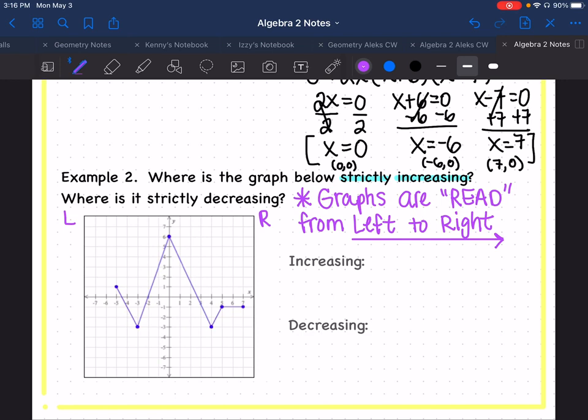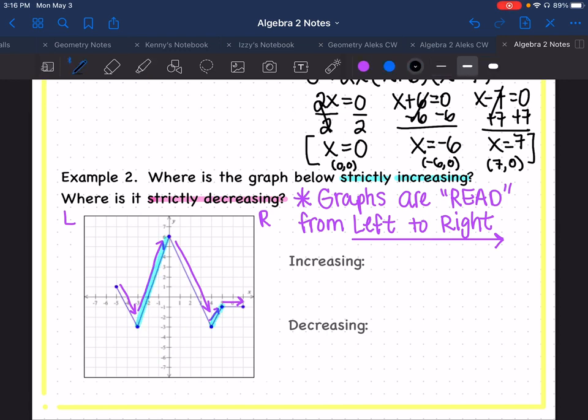So I'm going to go ahead and read it, and I'm going to say decreasing, increasing, decreasing, increasing, constant. Okay, now you need to know the numbers of your peaks, and it's the x values that you are going to want to talk about. Oh, this one also does ask where is it strictly decreasing. So let me go ahead and put that too. Okay, so here we go. Strictly increasing would be here and here.